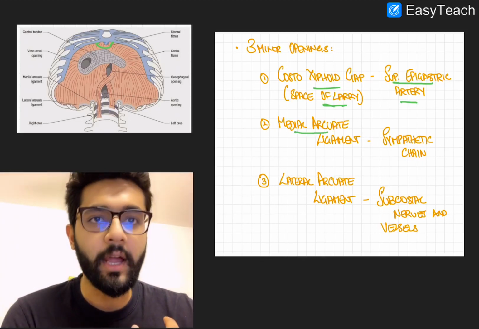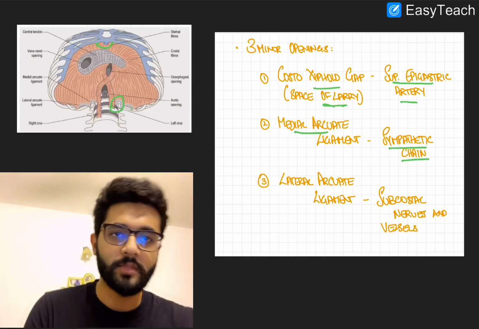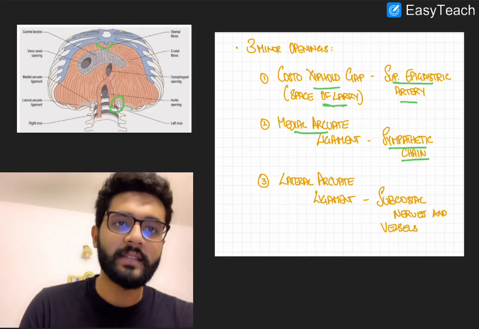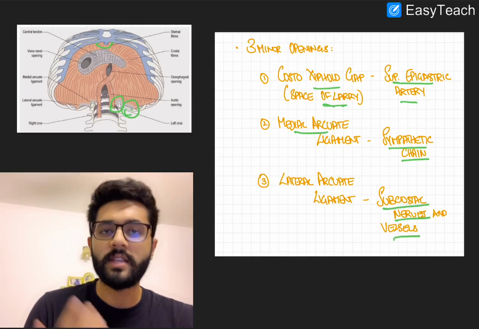Next, you have the medial arcuate ligament. I already showed you earlier in a diagram. This is the medial arcuate ligament, and through the gap here you have the sympathetic chain. So sympathetic chain passes through the medial arcuate ligament, and lastly the lateral arcuate ligament. Again, you have a small gap there through which the subcostal nerves and vessels pass through.